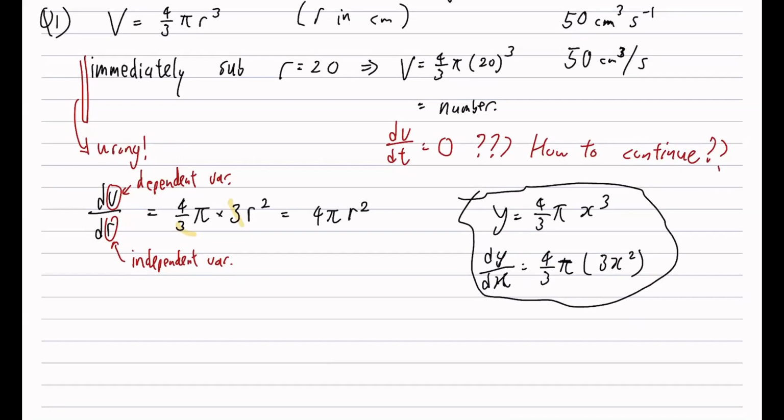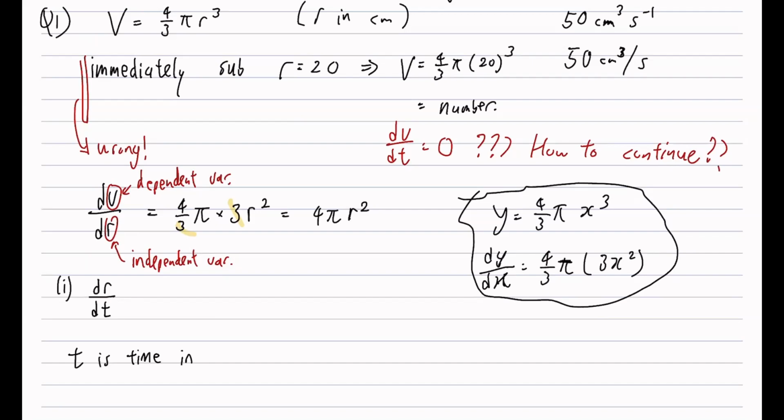So dV by dr happens to be 4 pi r squared. Just accept that for now. But what is the question asking? The question is actually asking you for the rate of change of the radius. What does that mean? That is really asking you to find dr by dt, where t stands for time.